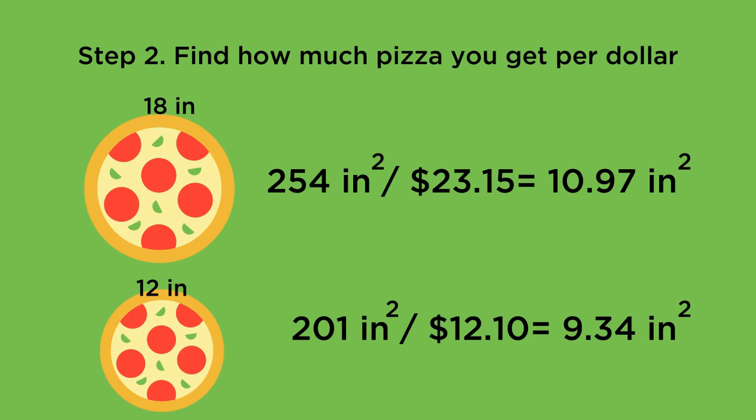So per dollar you spend, you get 1.63 square inches more pizza per dollar when you get the extra large pizza versus the smaller one.